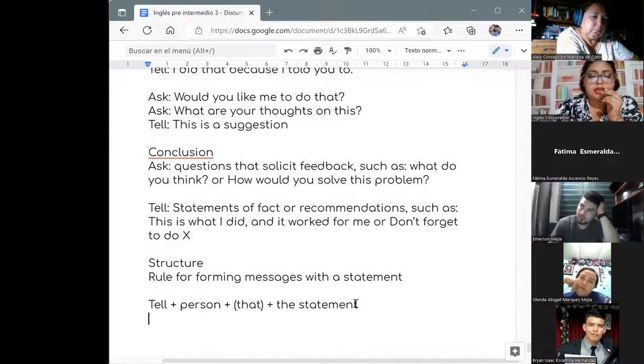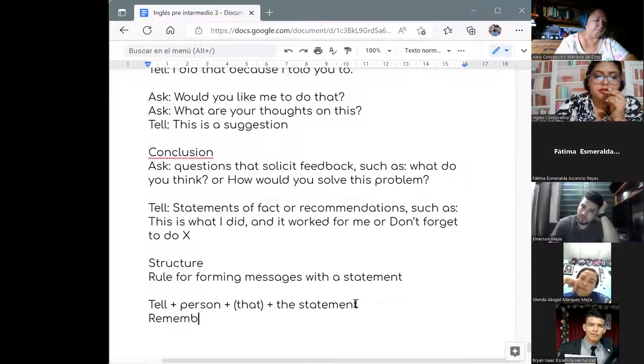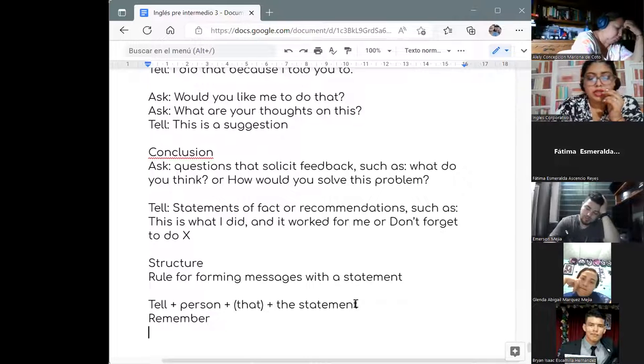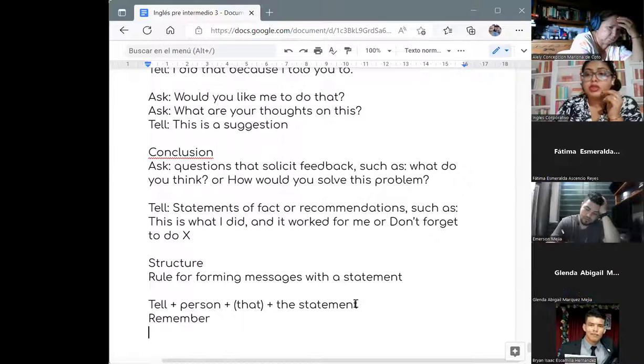And in this case, remember, you need to sound polite. When you need to sound polite, you need to use please, could you, would you.